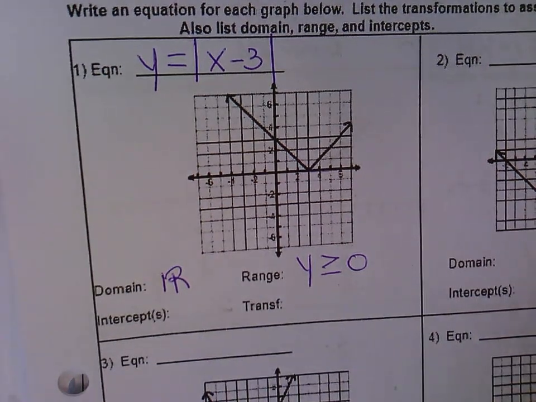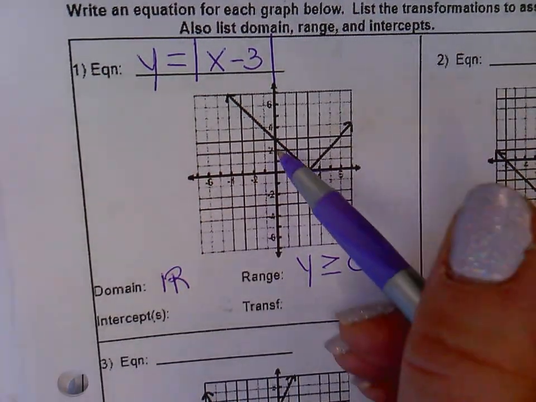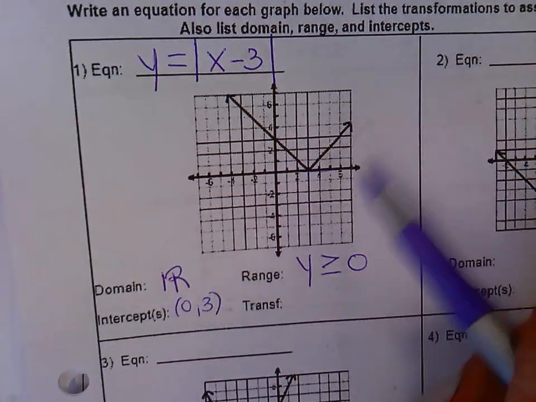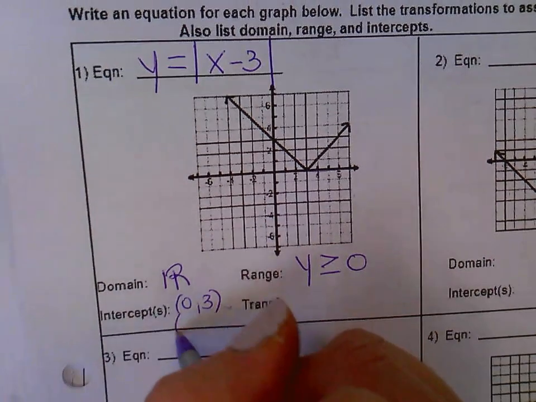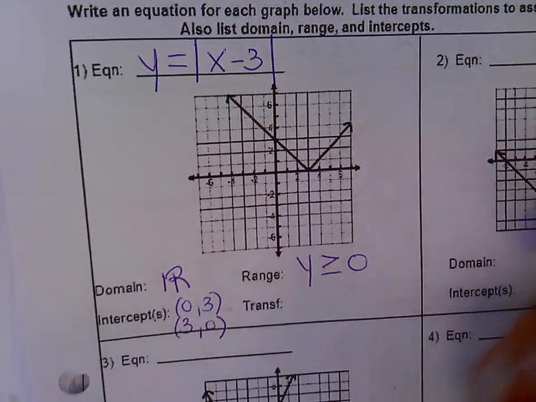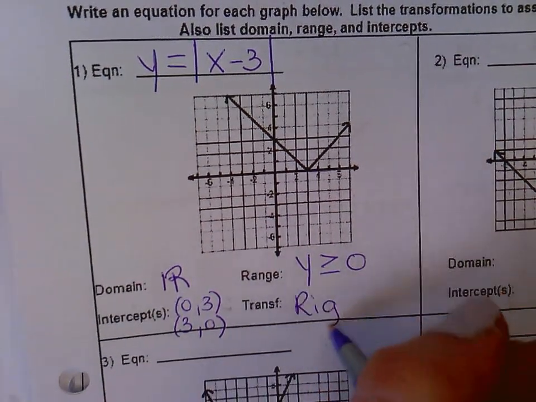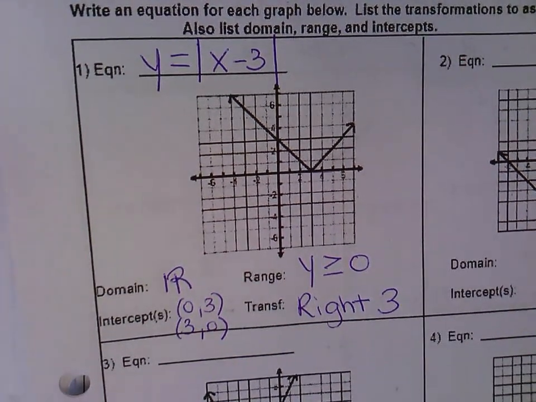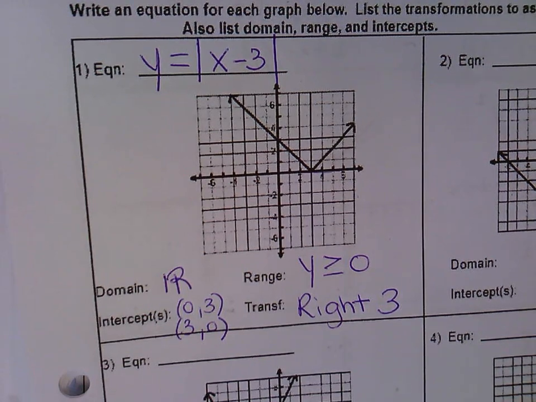Intercepts, I only have what? This is at 0, 3. And what's my x-intercept? 3, 0. And my transformation, I went to the right 3. All right, let's do number 3. And then you see if you can write number 2 and 4.